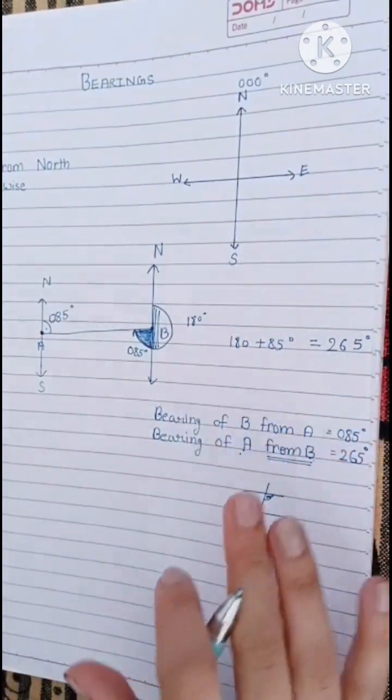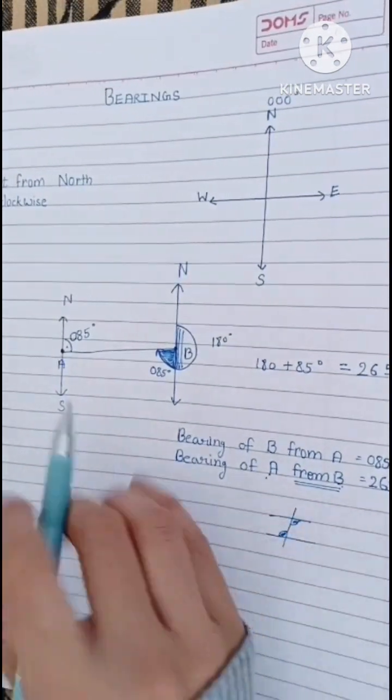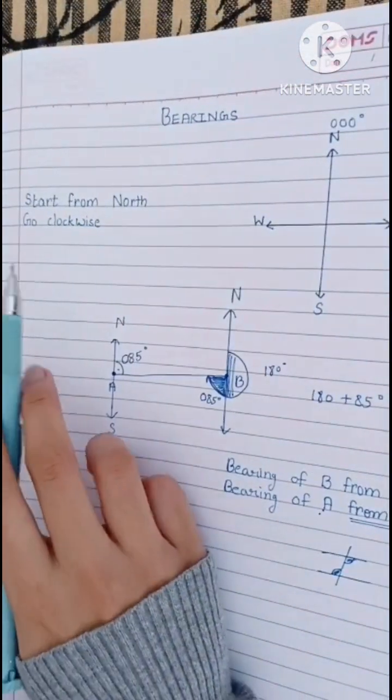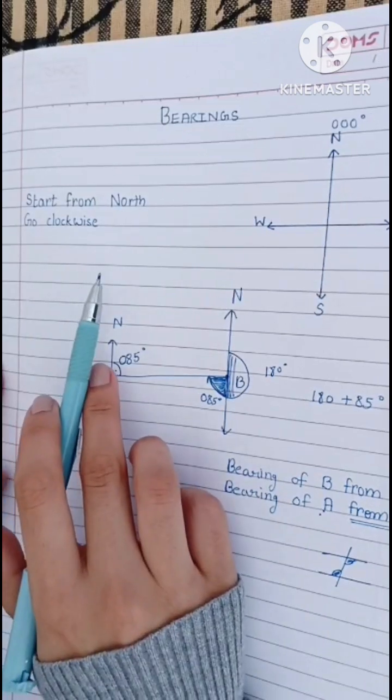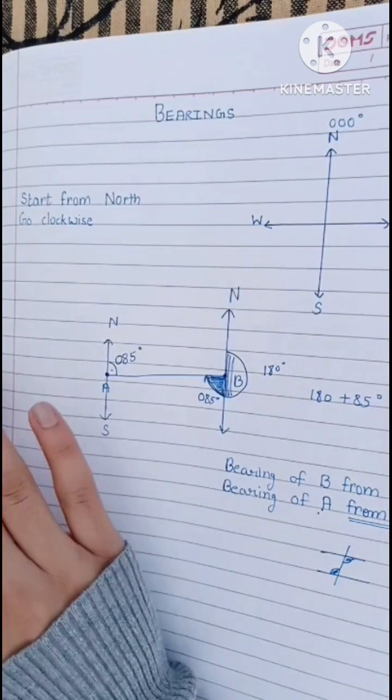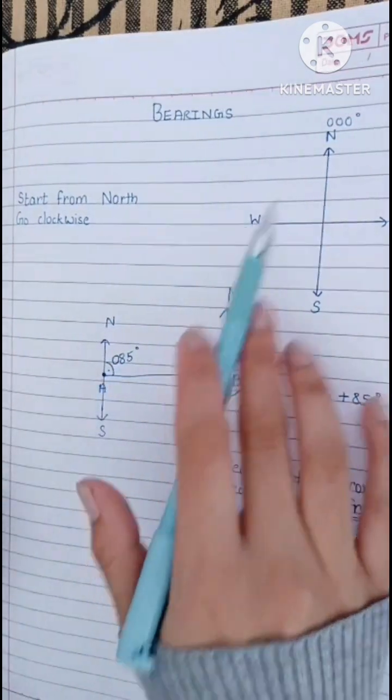These are the basics about bearings. You just have to be careful about two things. Start from north and go clockwise. Never move anti-clockwise, never start from any other direction.